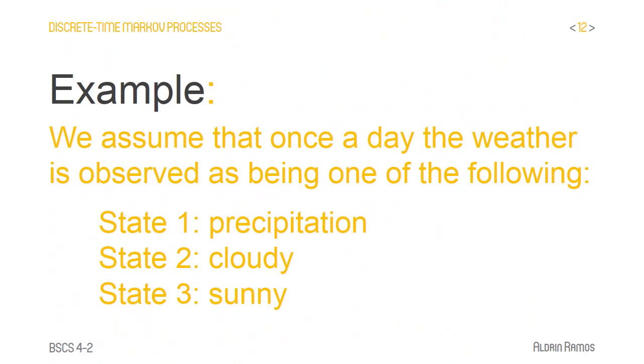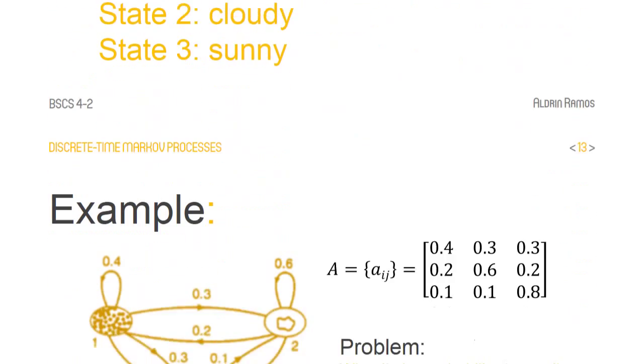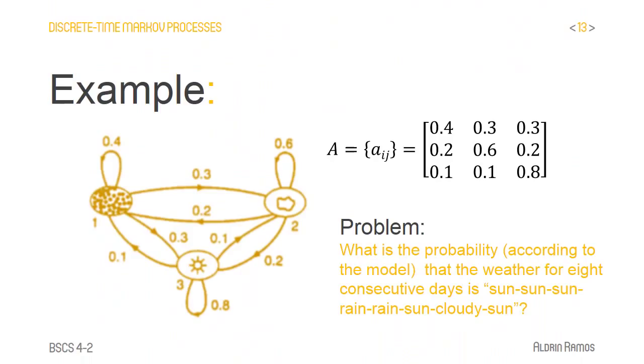As an example, consider a simple three-state Markov model of the weather. Assume that once a day the weather is observed as being one of the following: precipitation, cloudy, or sunny. The state model is shown in this figure at the left. We postulate that the weather on day t is characterized by a single one of the three states above, and that a matrix A of state transition probabilities is shown in the matrix at the right.